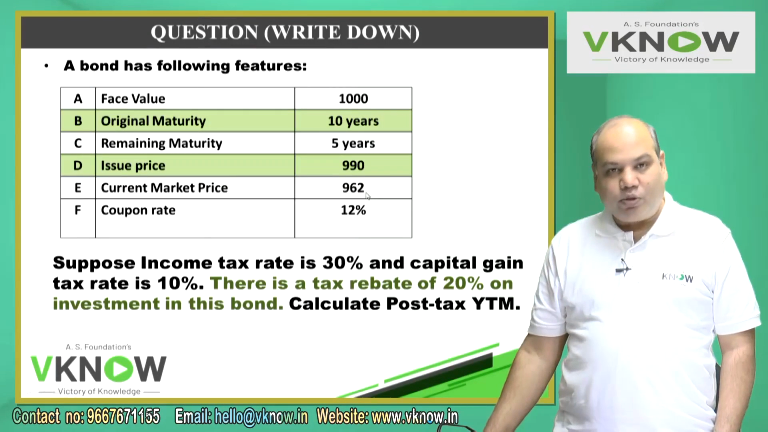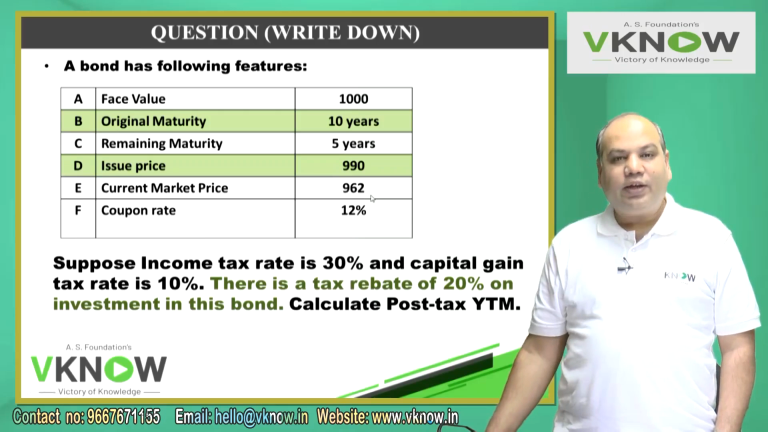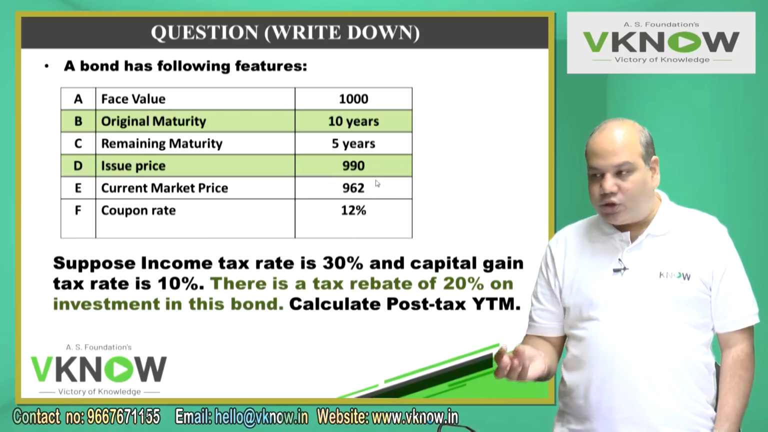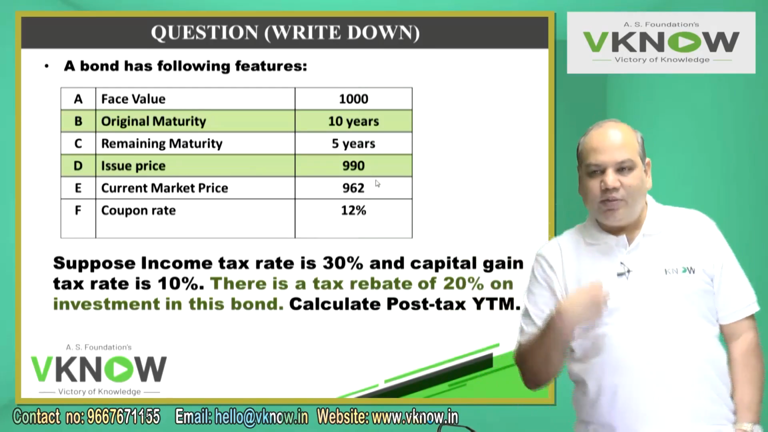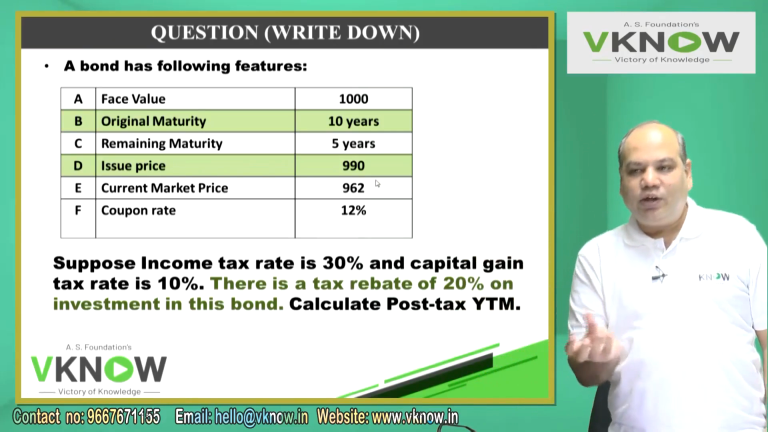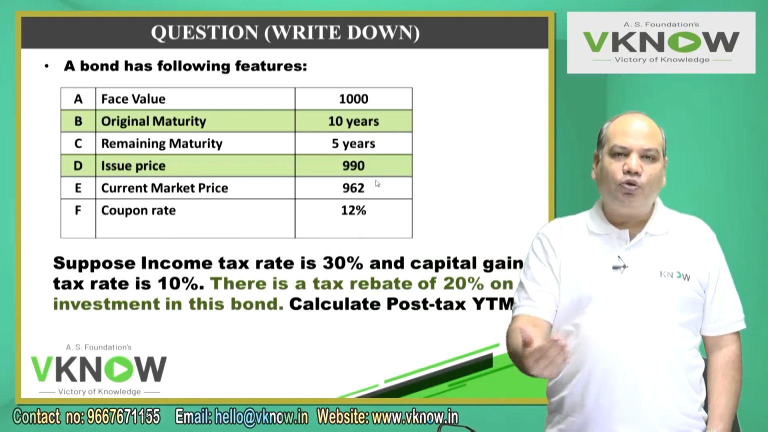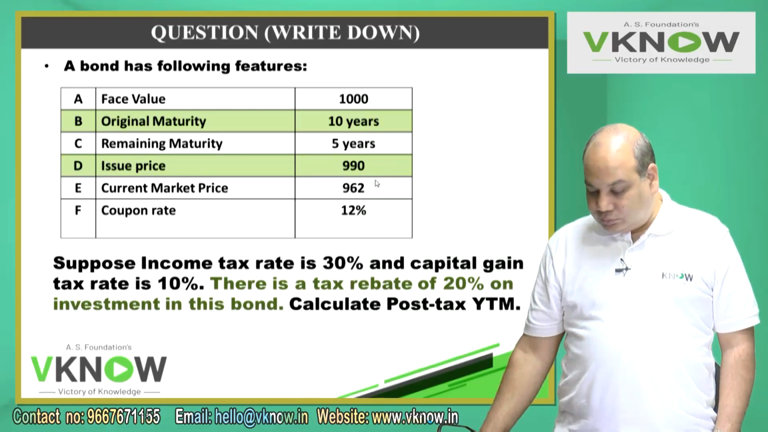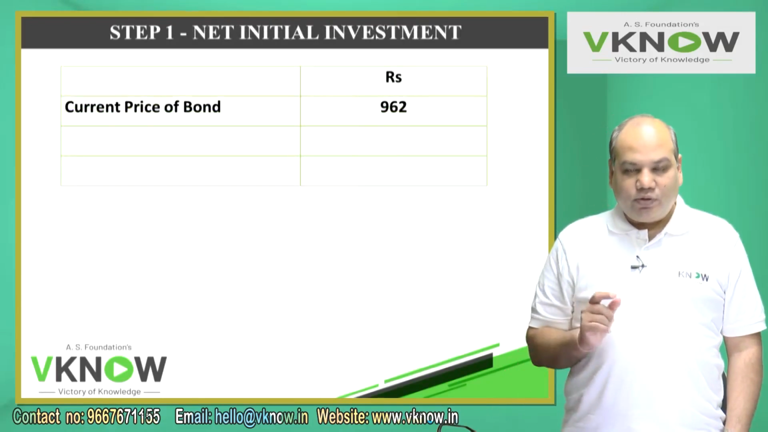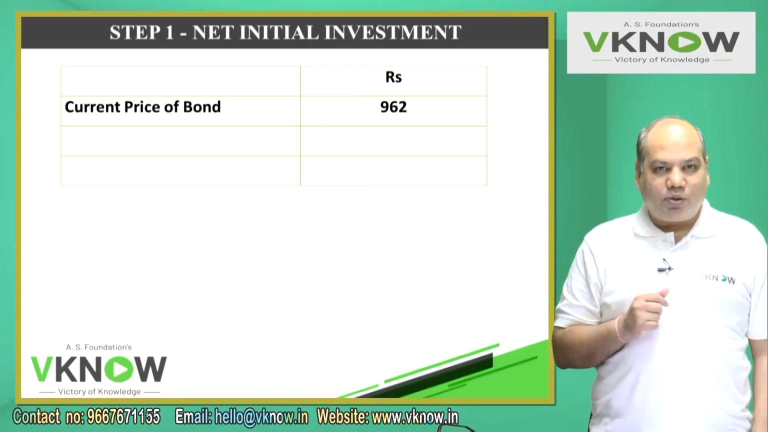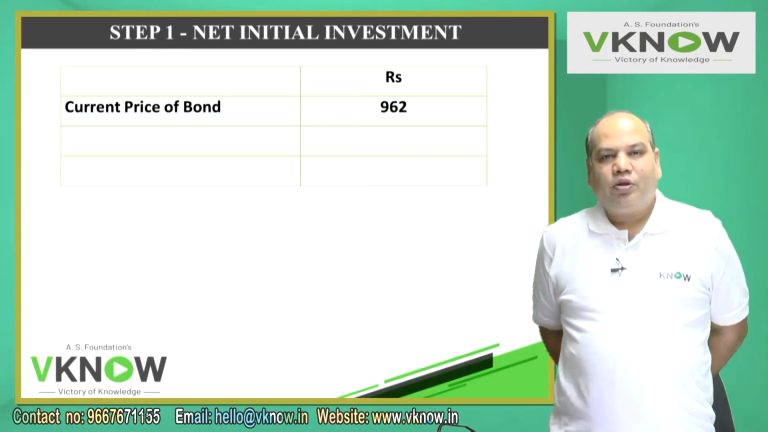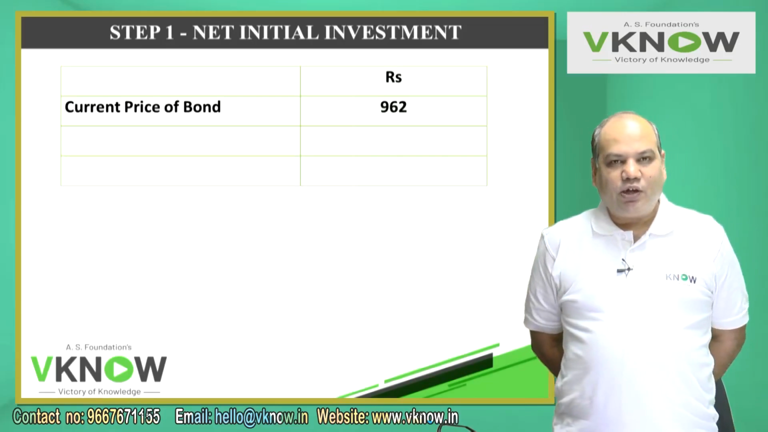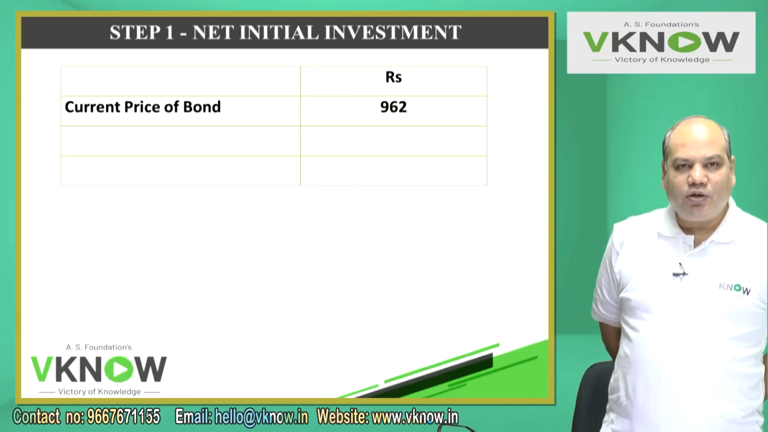And when you will purchase this bond for 962, you will get tax rebate. You will get tax rebate of 20%. So 962 you will pay, 20% you will get as tax rebate. So your effective investment, effective outflow to buy this bond is 962 minus 20%. Okay. So dear student, first step 1, which is a new step in this problem, and that is why this question is important, is to find out the initial investment amount. So I will start with step 1, net initial investment.